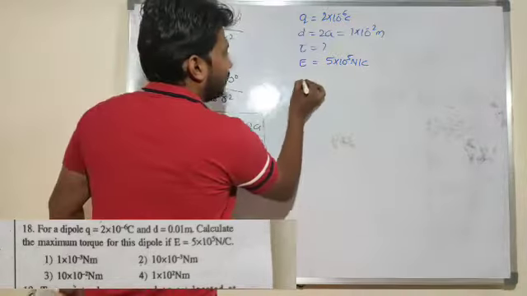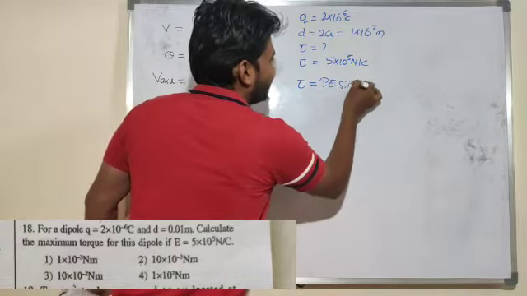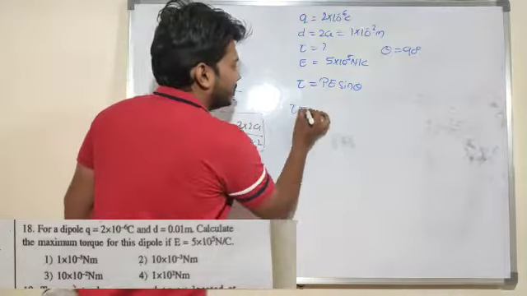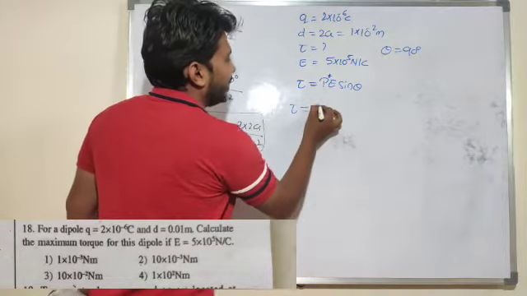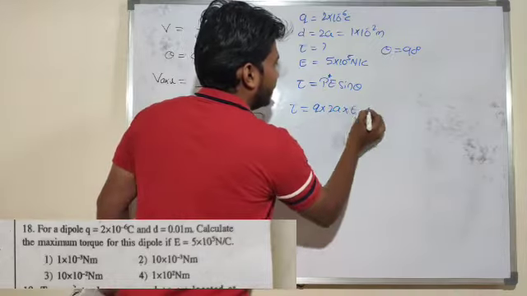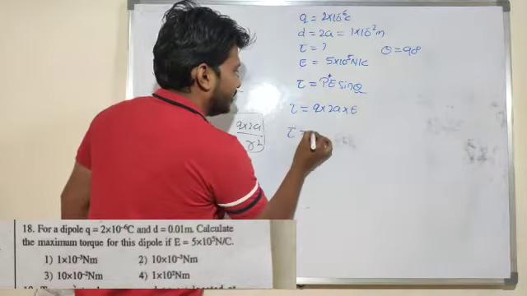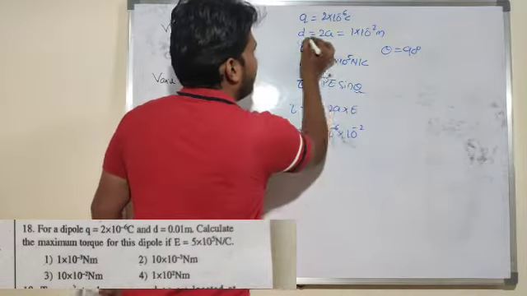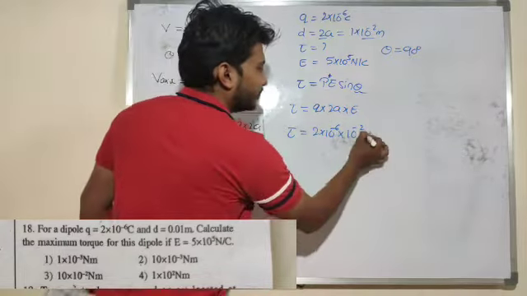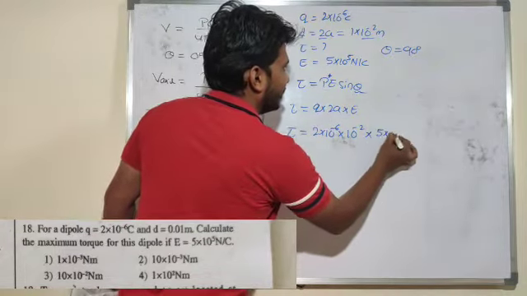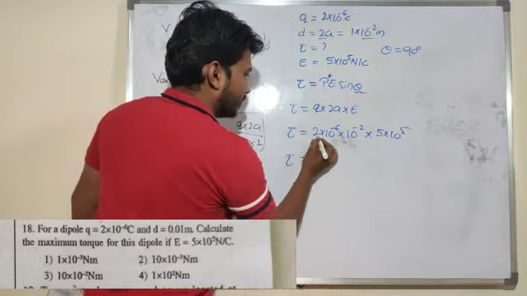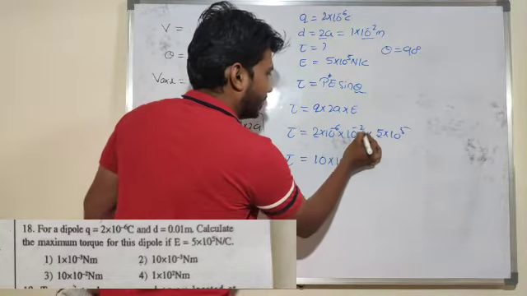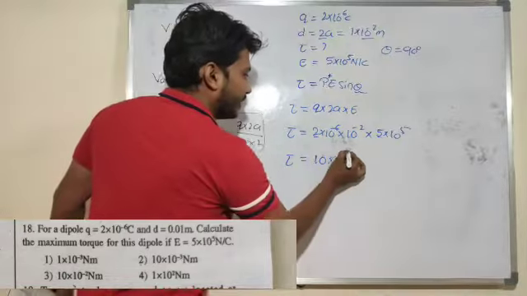So what is the generalized formula to determine the torque here? Torque tau is equal to P sin theta. Maximum means what is the theta value? That is 90 degree here. So torque tau is equal to P, shall I write it as Q into 2A here into sine of 90 degree, which is 1 here. Magnitude of the charge is 2 into 10 to the power of minus 6 here. The 2A value is 10 to the power of minus 2, and the electric field value is 5 into 10 to the power of 5 here. So torque tau is equal to 2 into 5, 10 here into 10 to the power of minus 8 plus 5 here, so that is minus 3.